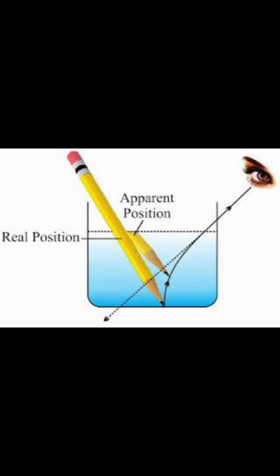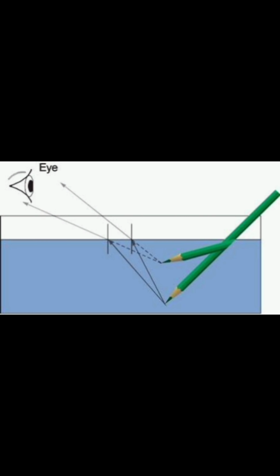The angle of incidence, you always denote it as small i, is the angle between the incident ray and the normal. The angle of reflection, denoted as small r, is the angle between the reflected ray and the normal. Hope you understand. We'll move on to images formed by plane mirror.